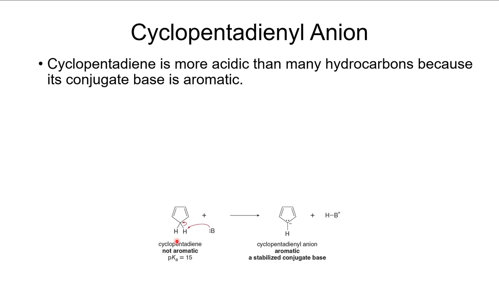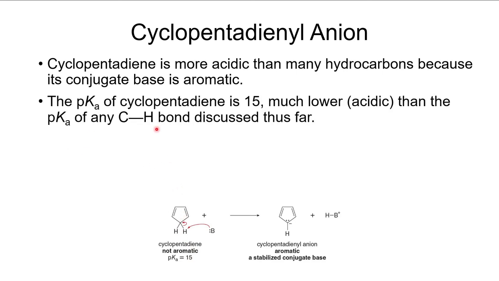However, this particular hydrocarbon, cyclopentadiene, has a pKa of 15. And a pKa of 15 is similar to an alcohol, a little bit stronger of an acid than ethanol. That's pretty remarkable. The reason for this is all explained by aromaticity. So the pKa of cyclopentadiene is 15.